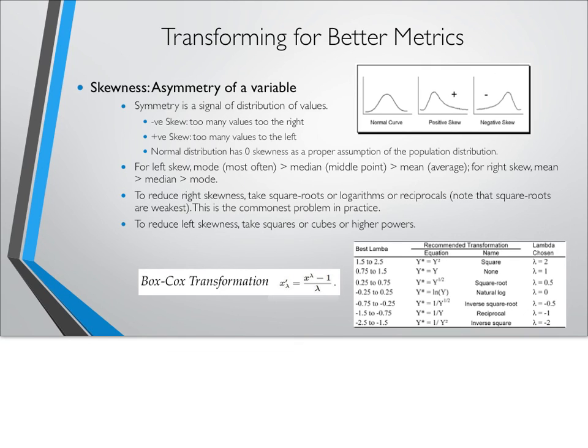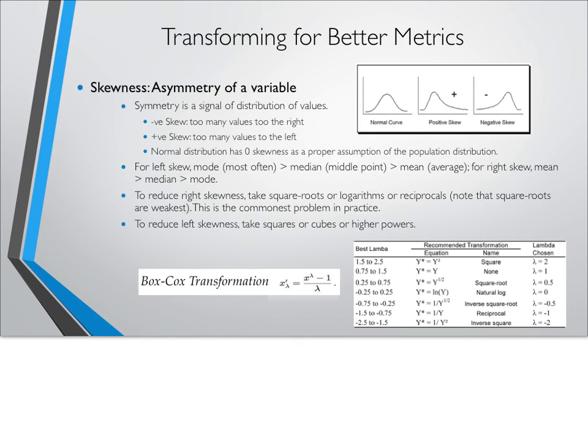So for a left skew, the mode, which is most often, is greater than the median, which is your middle point, which is greater than the mean, which is your average. For a right skew, your mean is greater than the median, which is greater than the mode. So to reduce right skewness, take square roots or logarithms or reciprocals. This is the most common problem in practice. To reduce left skewness, take squares or cubes or high powers. This is how you transform the data.